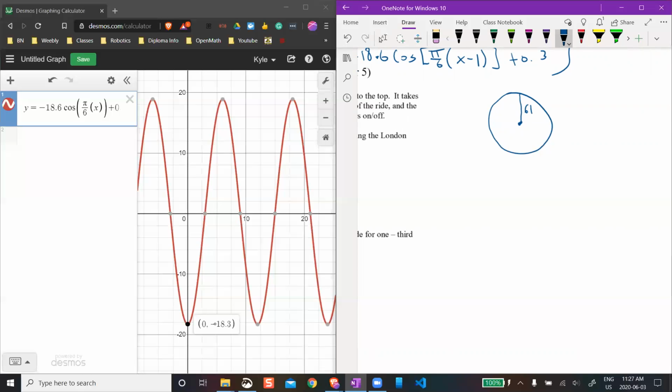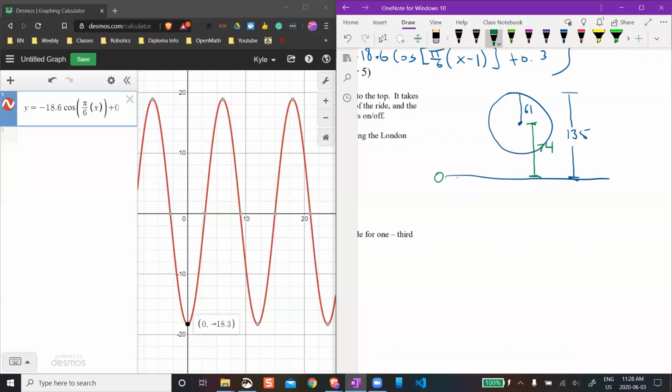And I know that if this is ground level, the top of the ride to ground level is going to be 135 meters. Which means that if I go 135 minus 61, then from my ground level, which I'll call 0, the center is up 74. 135 minus 61, so it's up 74.